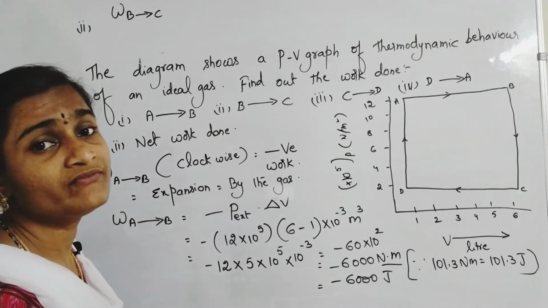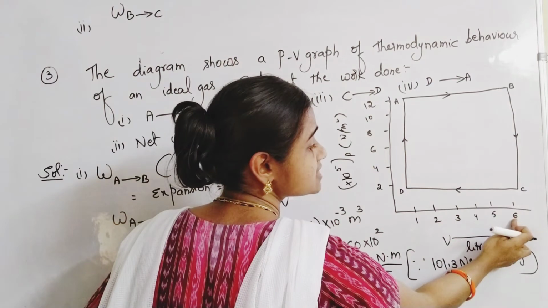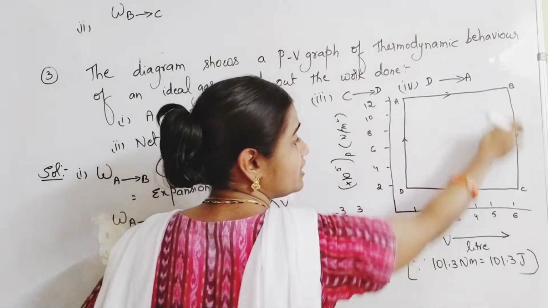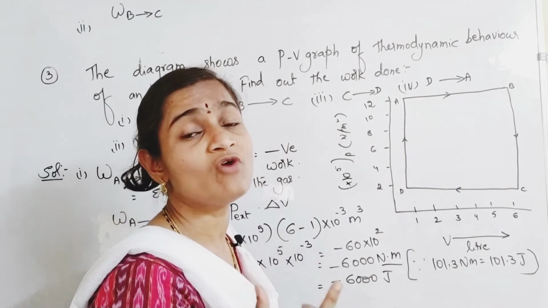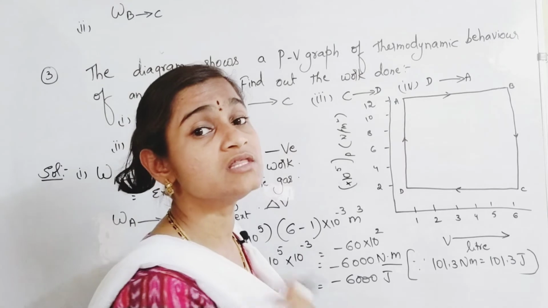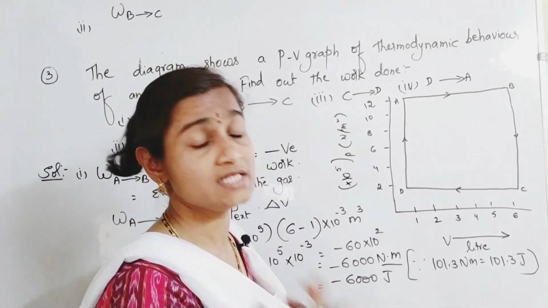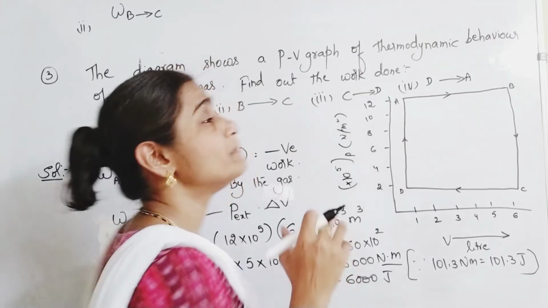Okay, now work done from B to C. Here B to C, volume is fixed, 6 liters. Now here volume is fixed. There is no change in the volume. But to find the work done, we want what? Change in volume. Delta V we want. Here there is no change in the volume only. So work done will become how much? Minus P external.